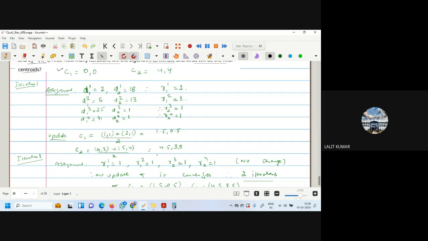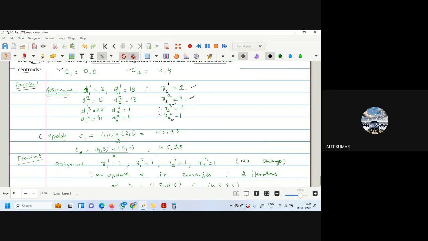So this is center 1, center 2. Iteration 1 will be assignment. We find the distances of every point and assign the responsibility. The distance of point (1,1) to the first cluster is 2, and to cluster 2 is 18. So the responsibility of the first point is towards the first cluster. Similarly, the second point also belongs to cluster 1, but the third and fourth ones belong to cluster 2.